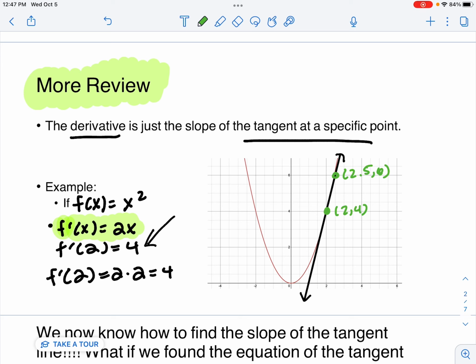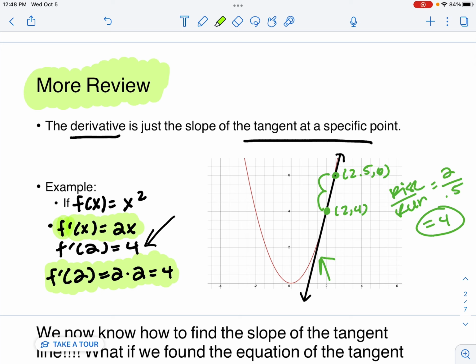The scale here, just pay attention to the scale. So this is going up 1 over 1. So if I'm doing rise over run to find my slope, I would get 2, and then my run was just 0.5. So I'd have 2 over 0.5, which is 4. So if you see here, the slope of this tangent line right here is the exact same thing as the derivative at 2, and that should always be the case.